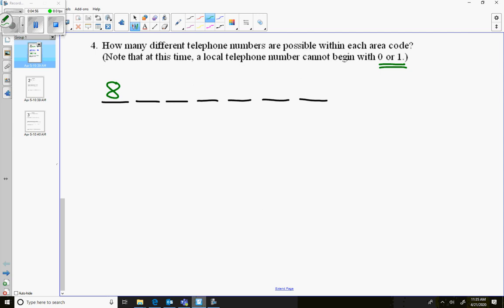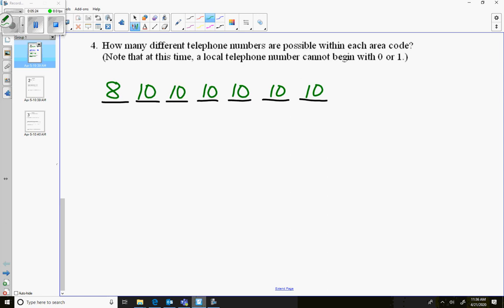Now, how many choices do we have for the second digit? Well, now 0 and 1 are available. So you have 0 through 9, which would be 10 possible digits. How many possible digits are there for the next one? Still 10. The next digit, still 10 possibilities. 10 possibilities, 10 possibilities, 10 possibilities.